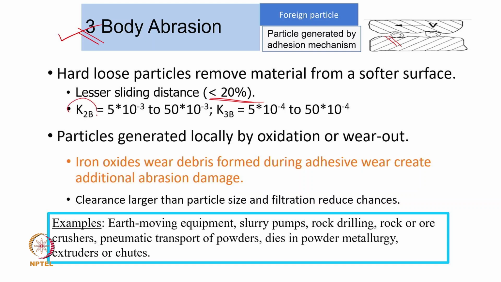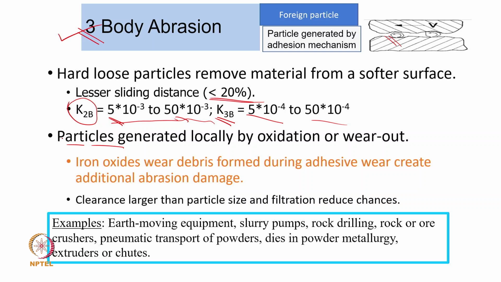Many times, for two body abrasion, the wear coefficient is just given some value. It's not that it will always be like that; it's just for comparison purposes. It can be 5 into 10 raised to minus 3 to 50 into 10 raised to minus 3. That's just some figure I'm giving. It can be higher or lower. But if the two body abrasive wear coefficient is something like that, three body will be one order of magnitude lower. That means it will be 5 into 10 raised to minus 4 to 50 into 10 raised to minus 4. So that's an important aspect to think about.